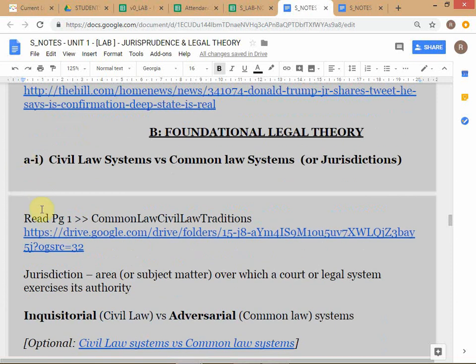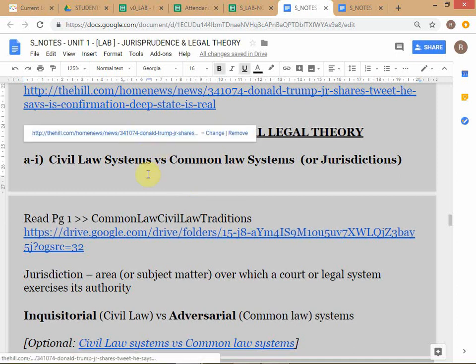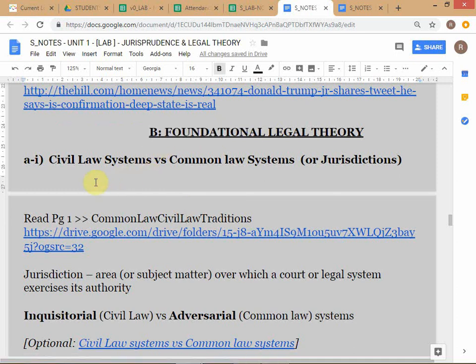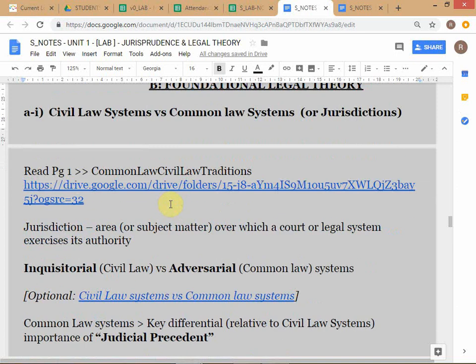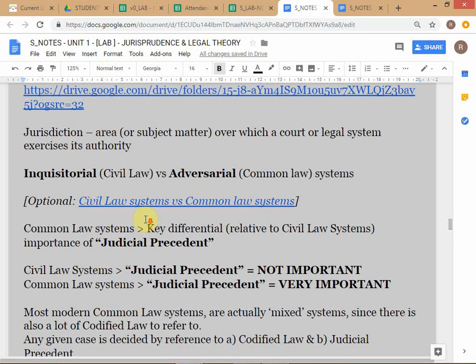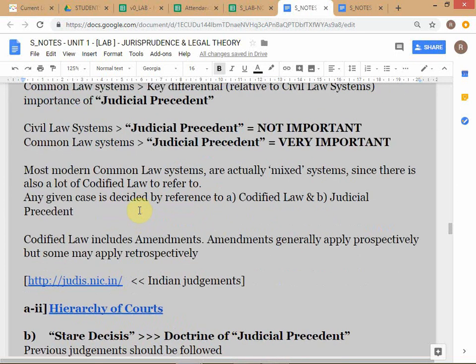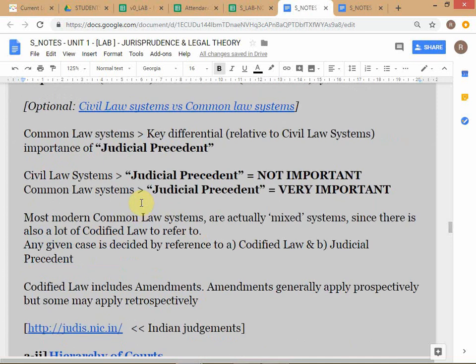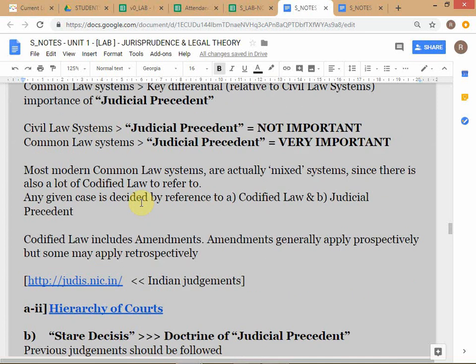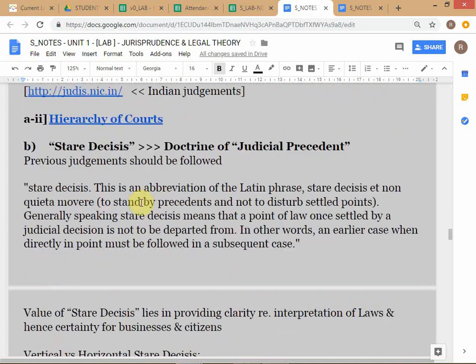What have we covered here? We have covered the science element. Karl Popper and the definition of science has been covered. And we've covered civil law systems versus common law. This we have covered. Okay, inquisitorial. Just tell me where we stopped, because between section A and B, I've kind of lost track. We came to the hierarchy of courts.